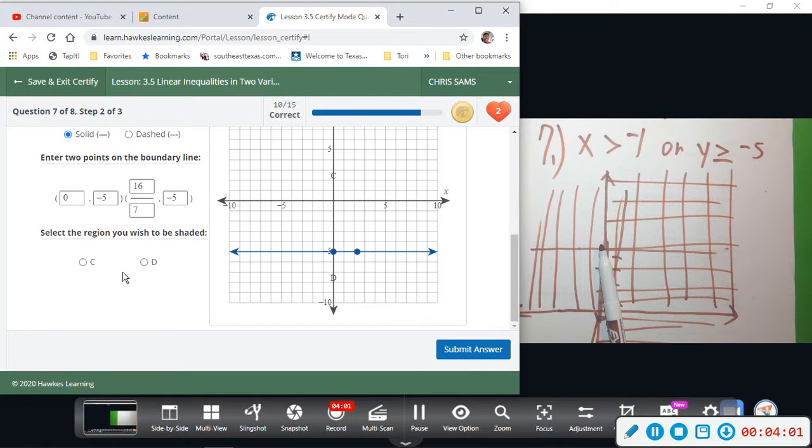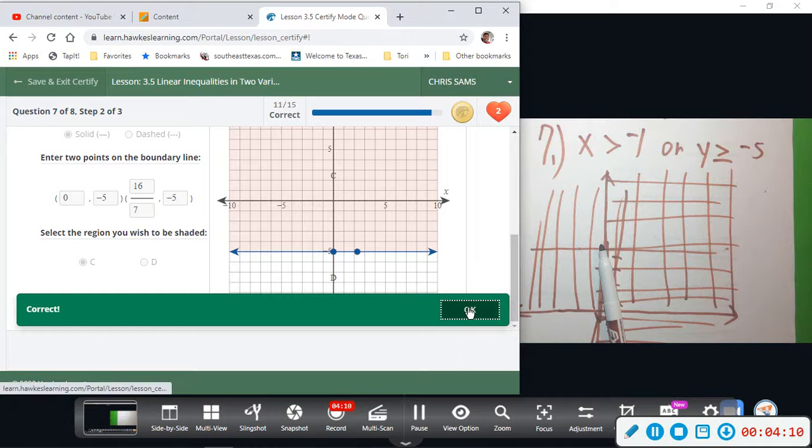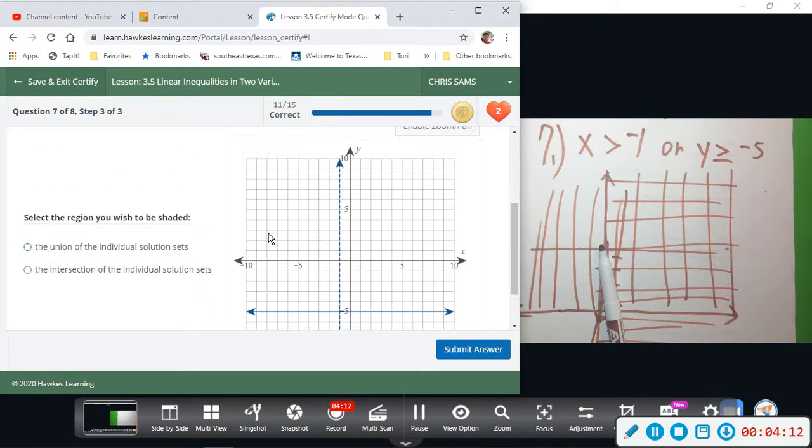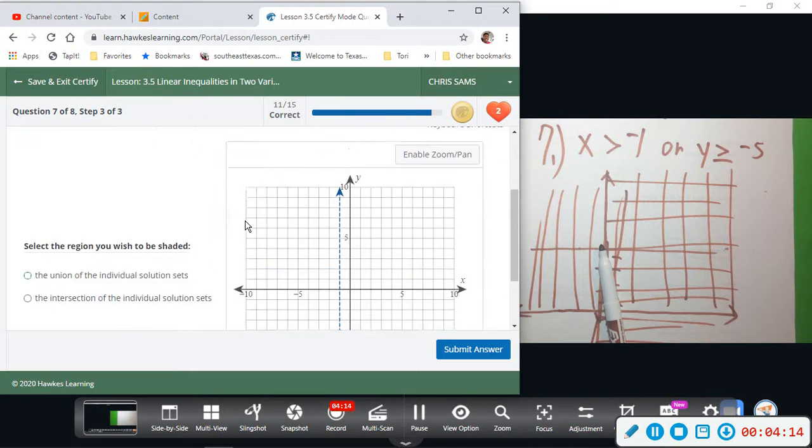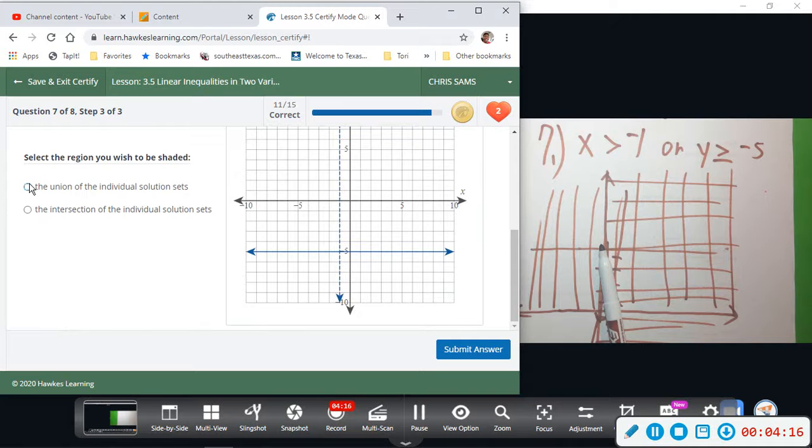Oh, I forgot the last part. Shading, we want above, so the C section, which is kind of hard to see. Section C. Alright, and this time it said "or." Okay, so "or" means we want the union of the two, and it does shade it, and it leaves that square blank.